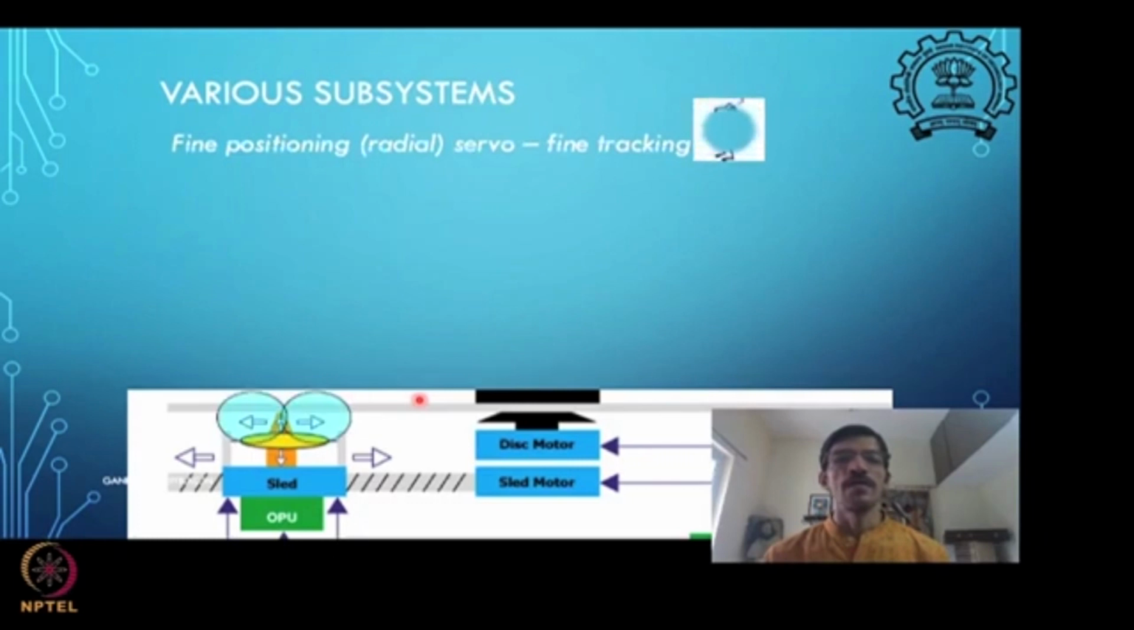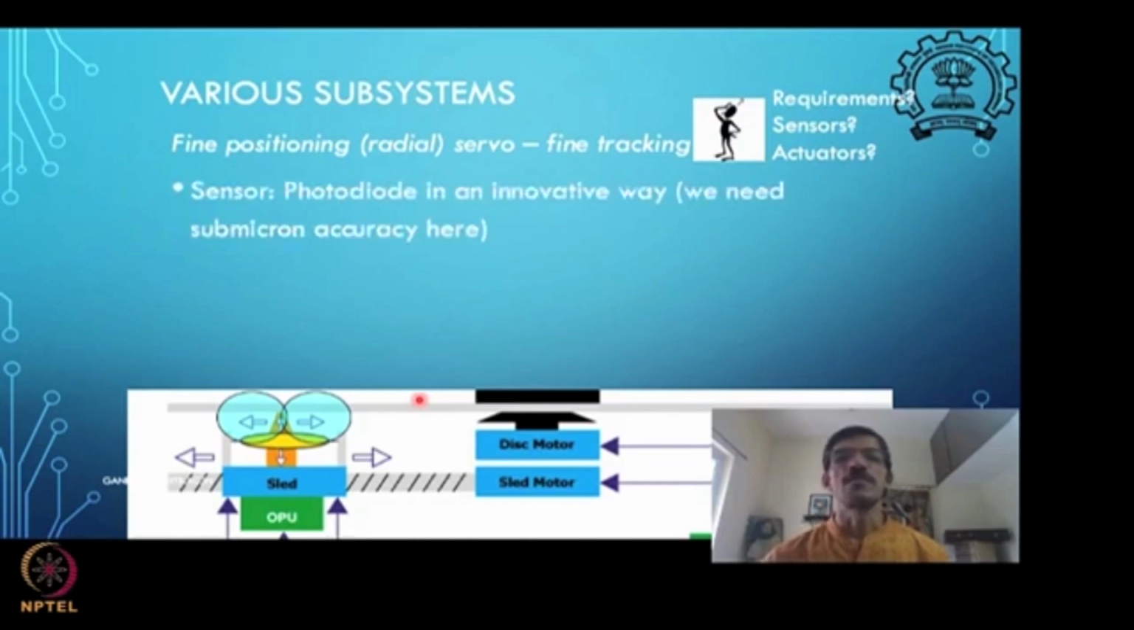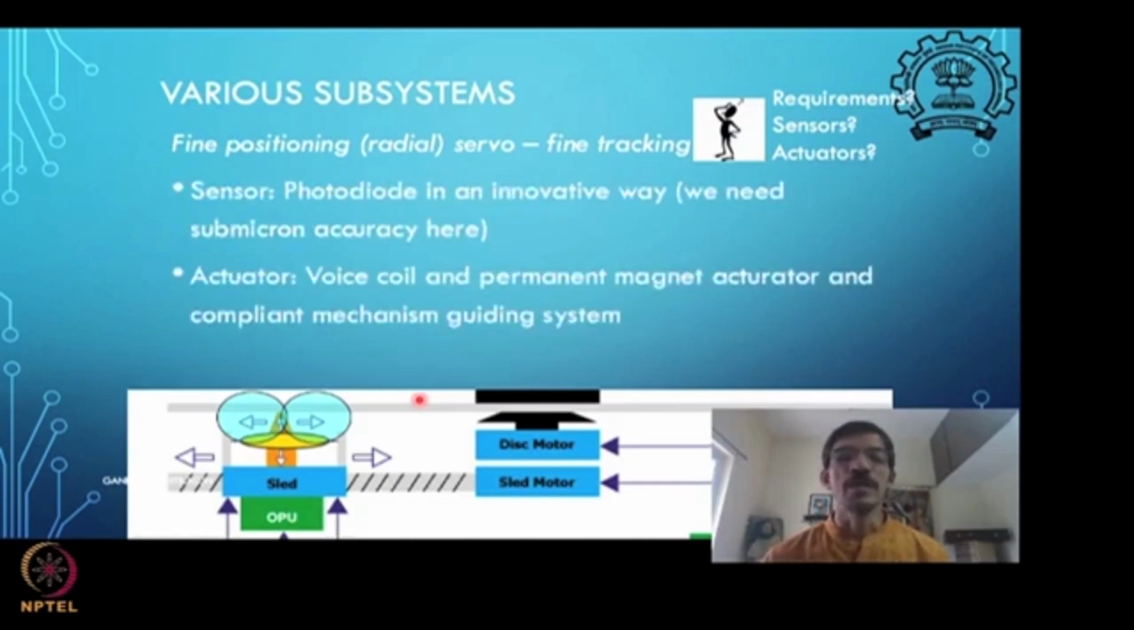Now let's think about the fine tracking. What are the requirements, what are the sensors, what are the actuators, and we can open up and talk about that. The sensor that is used here is some kind of a photo detector, and the actuator is some kind of a little voice coil actuator that is sitting up here.